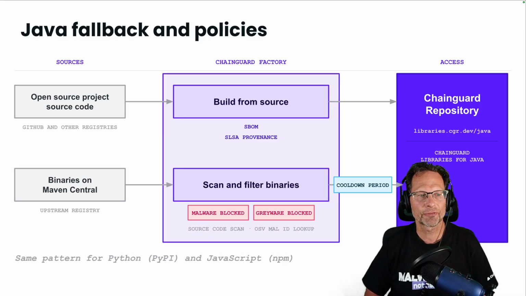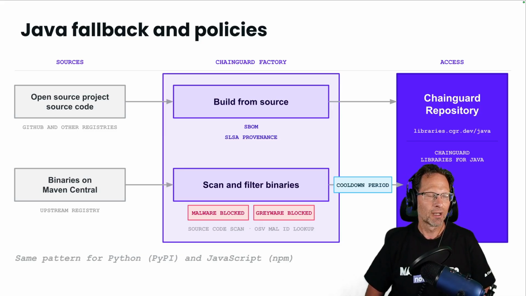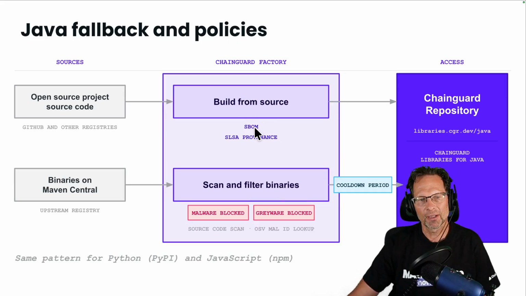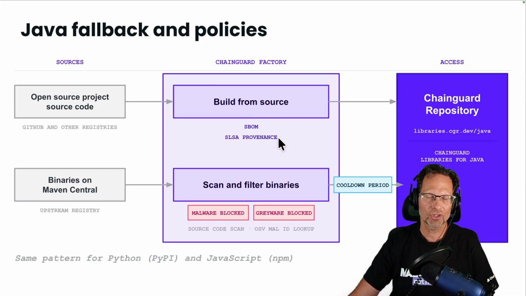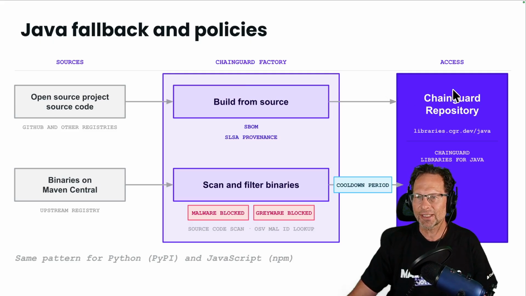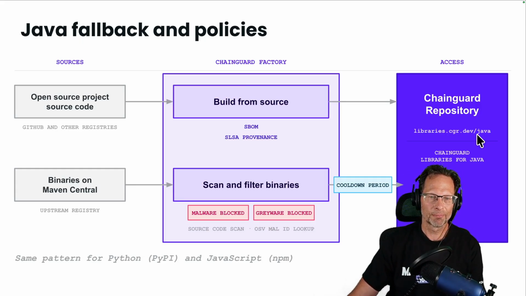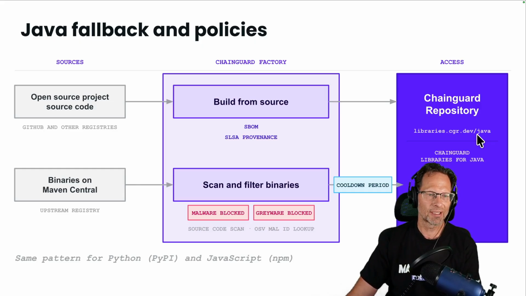So we have two sources for these binaries that you ultimately get. On the one hand, we have open source projects with source code on GitHub and other source code repositories. And we build them from source in our Chainguard factory. We add the software bill of materials, we add the server provenance information, and so on. Then we build those binaries and make them available for access in the Chainguard repository, so in libraries.cgr.dev/java.